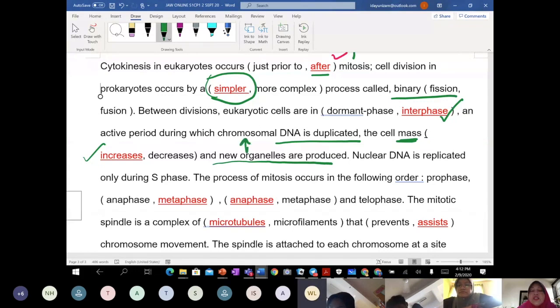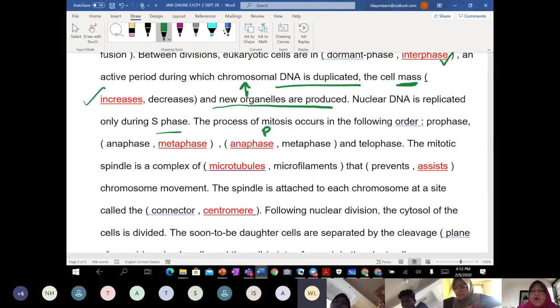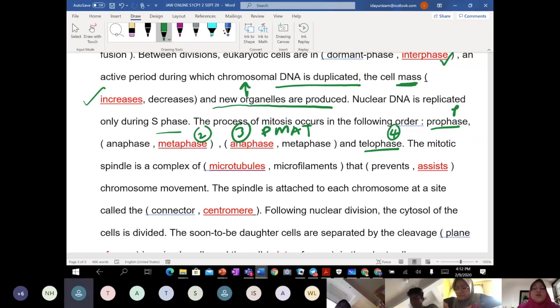So the nuclear DNA is replicated during S phase, and the process of mitosis occurs in the following order. Sometimes teacher also likes to call it PMAT. P means prophase, followed by anaphase, then metaphase, and ending with telophase. PMAT. Then the mitotic spindle is a complex of microtubules which assist chromosome movement.